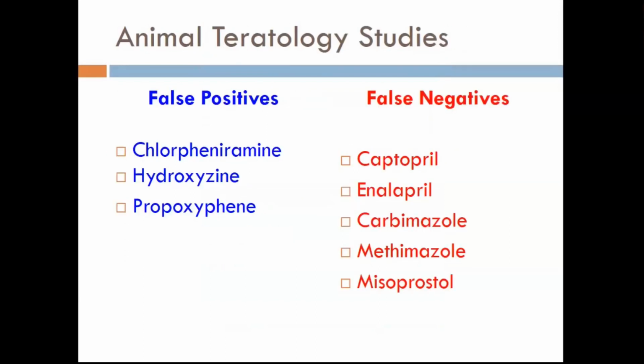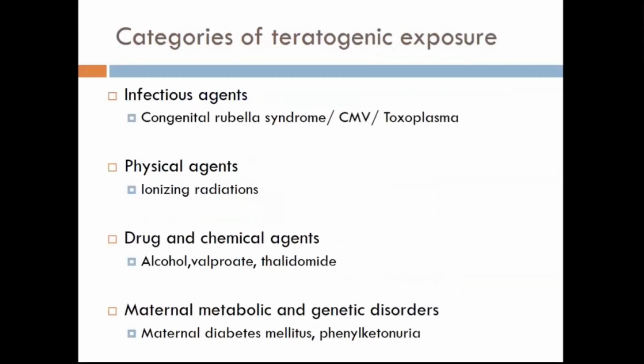I will not go into the details of animal studies, but there are false positives and false negatives, like chlorpheniramine and hydroxyzine. These drugs, when given to animals, caused teratogenicity, but when inadvertently used in pregnant women did not cause it, and they are considered safe now. False negatives are carbimazole and methimazole. When they were studied in animals they did not cause defects, but in humans they do.